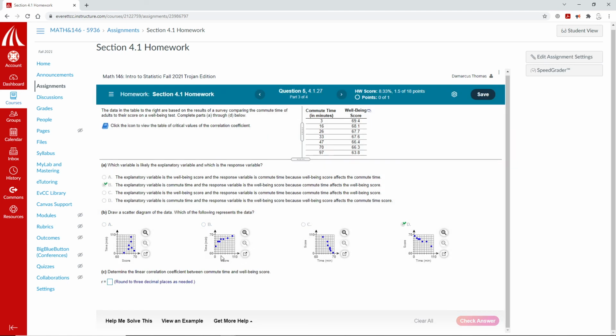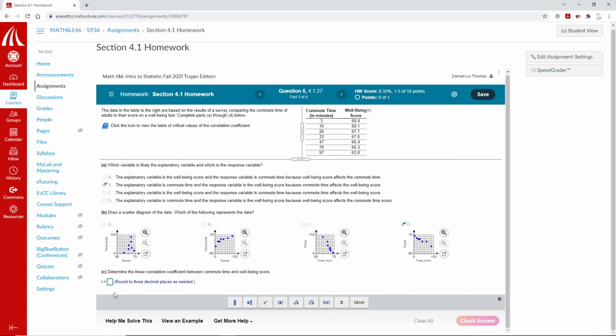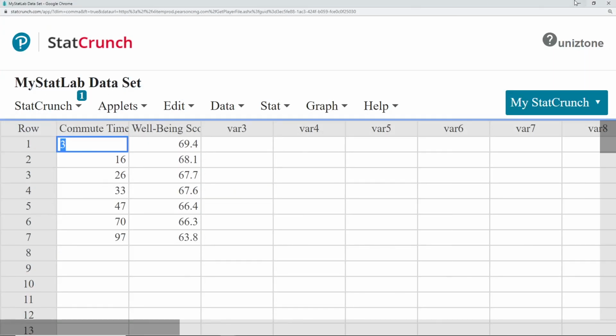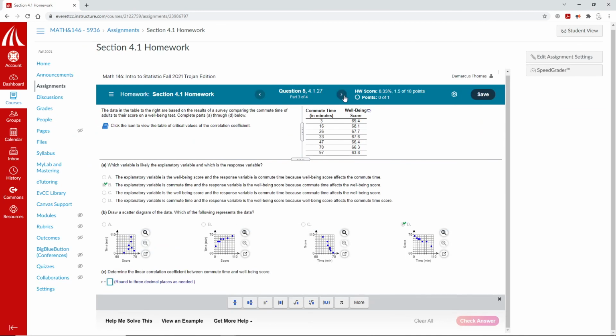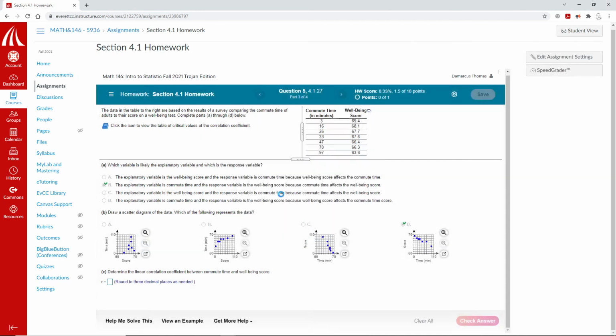It's important, sometimes you want to zoom in on it because it's kind of tiny. And then the R was like negative 0.97 or something like that. We found that R and it was pretty accurate. So that's what you would enter in. Let's move on.